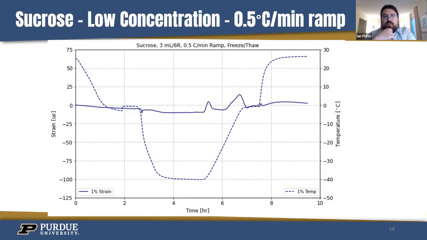So right here, we have a 1% concentration weight by volume of sucrose, and we can see it already very much differs from water. And there are 3 primary characteristics I want you to see at the moment.